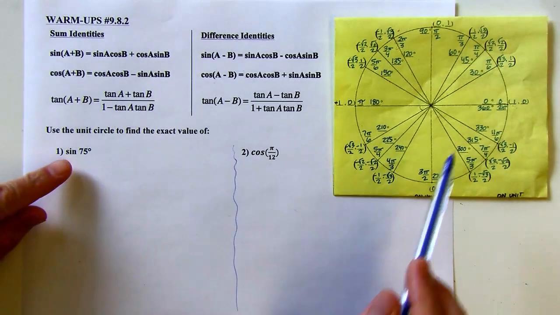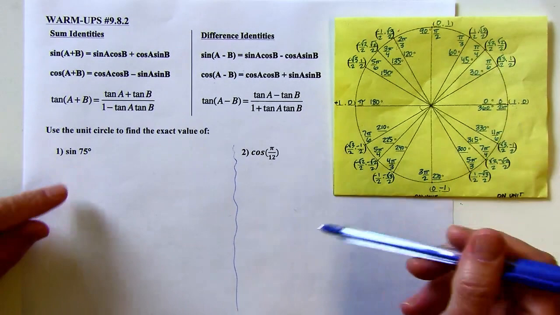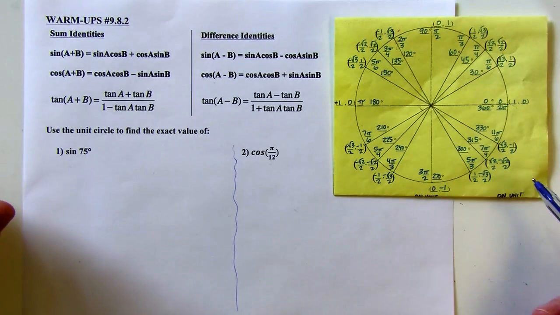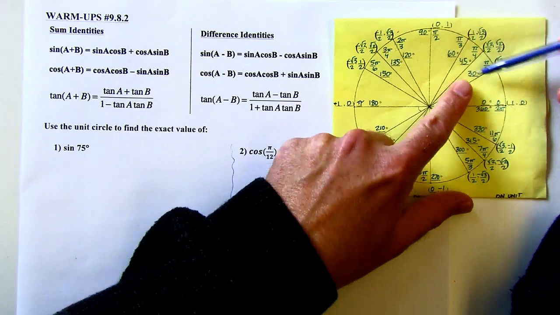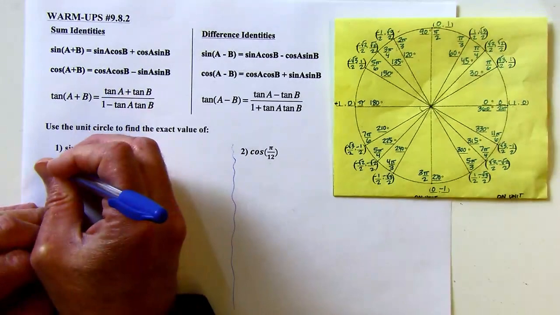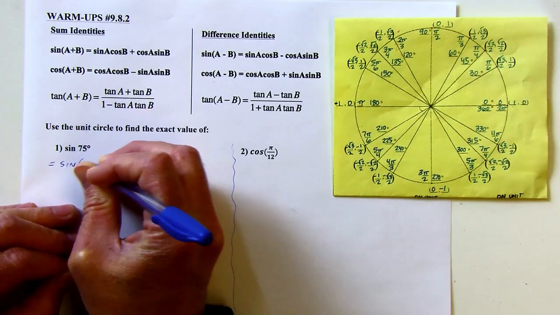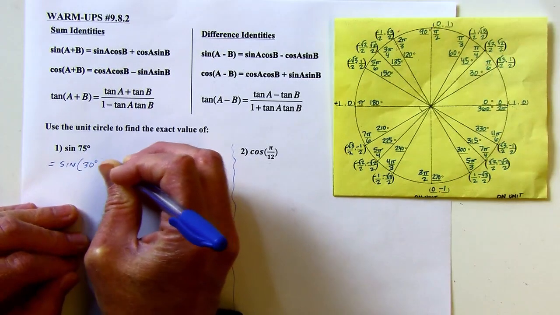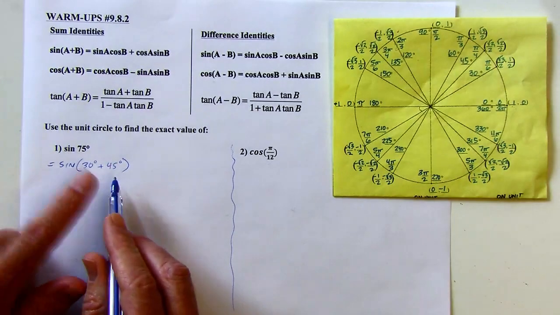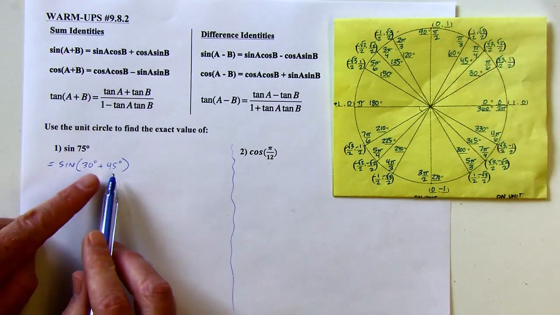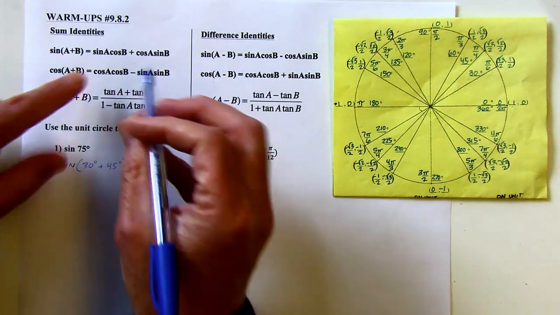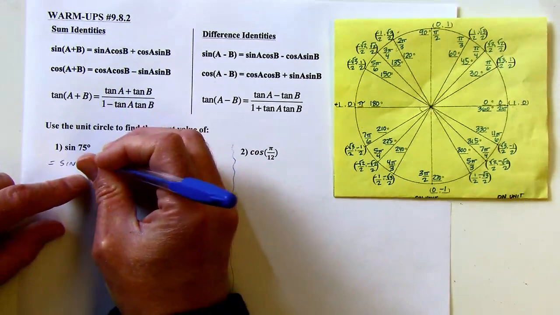So since 75 degrees isn't on here, what I want to try to do is add two of these angles that are on here or subtract them in order to get 75. And the first thing that's jumping out to me is 30 and 45. So I could think of sine of 75 degrees as the sine of 30 degrees plus 45 degrees. Okay, and these are going to become the A and B when I'm using this formula up here. I'm adding two values here, and I'm using sine. So I'm going to use this format. So my A and my B are going to be 30 and 45.